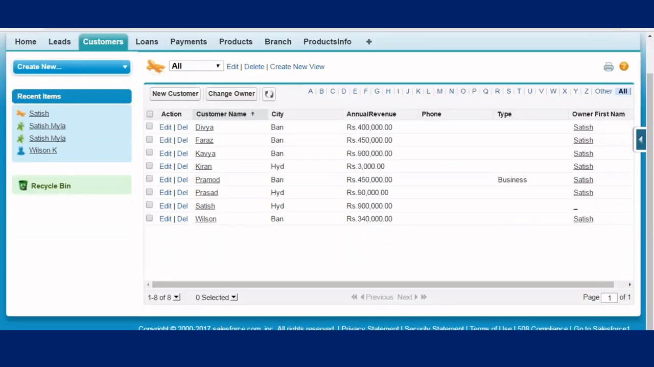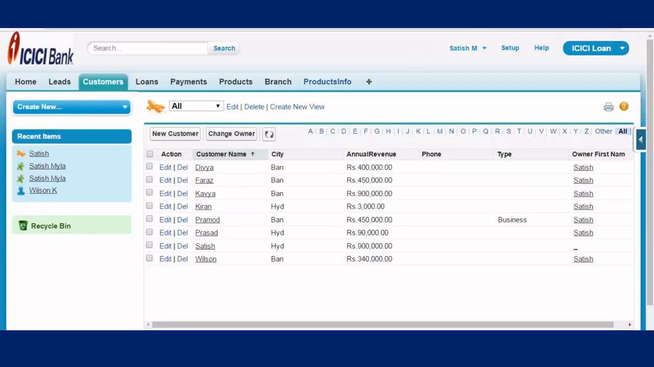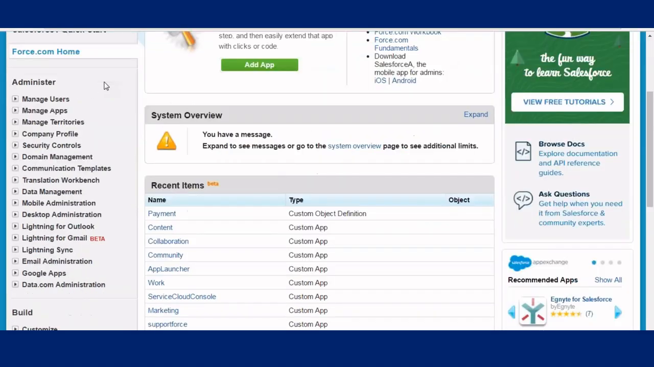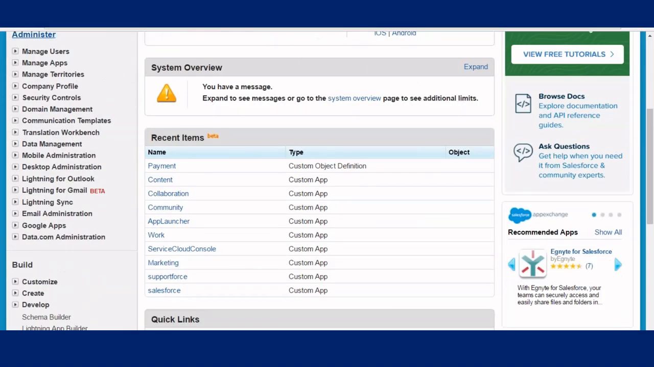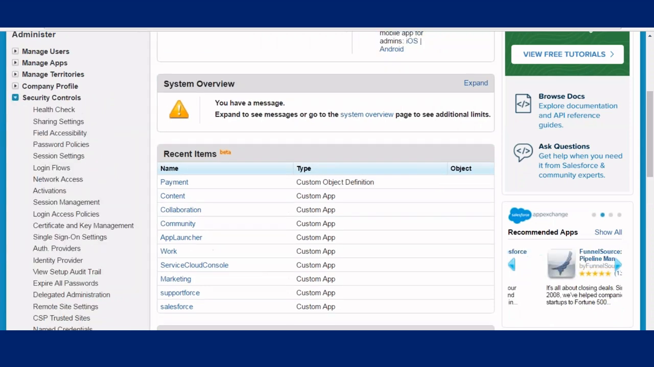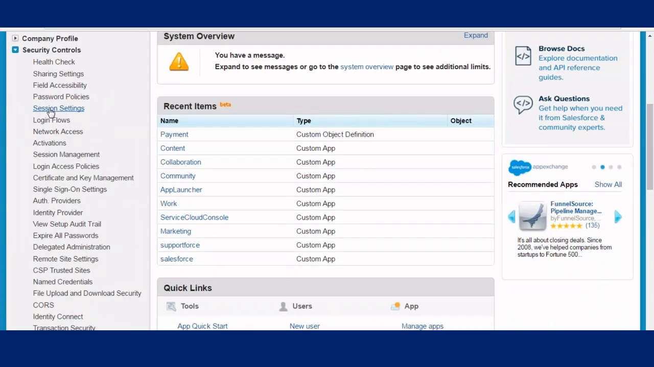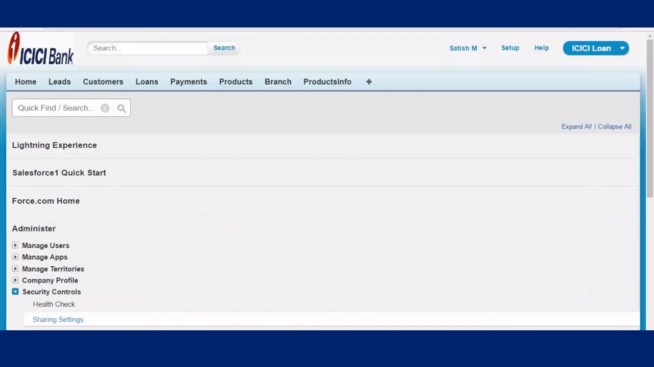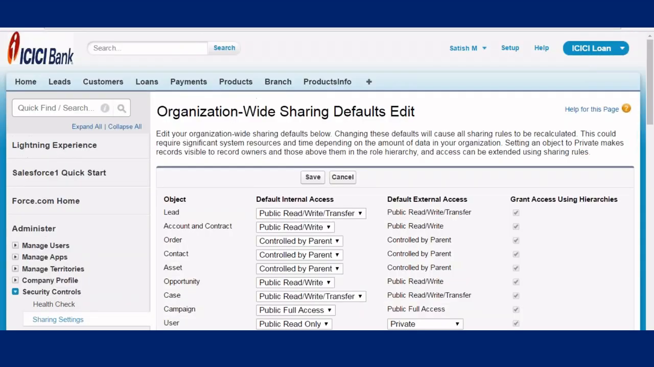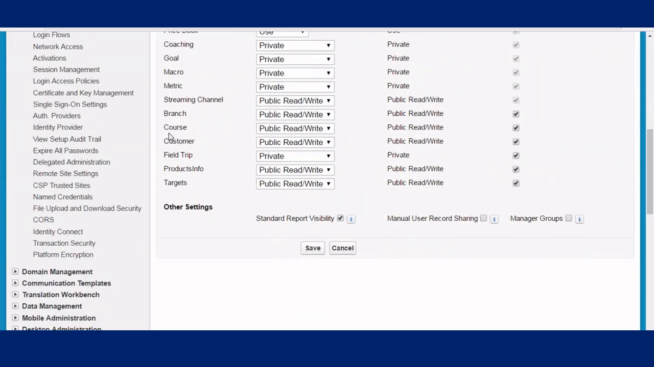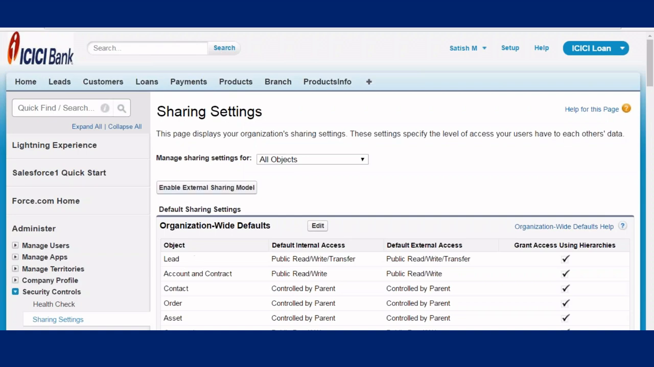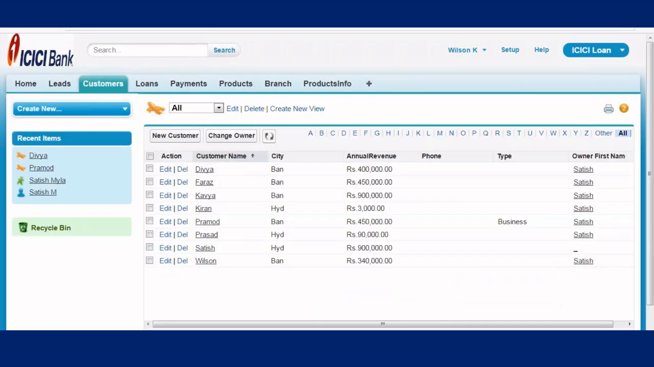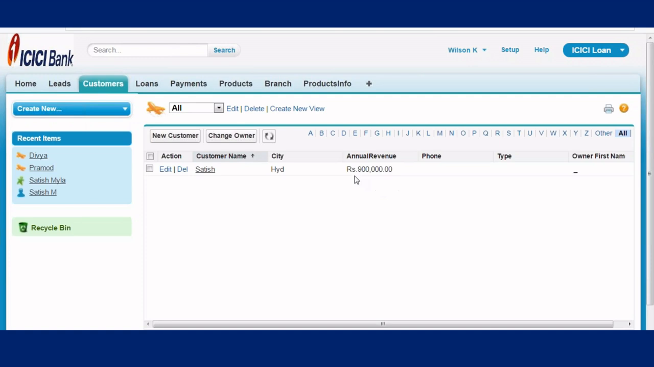If you don't want to show all the records, what can I do? Go to Setup, Administer, Security Controls, then Sharing Settings, and click edit. On the customer object, there is private, which means Wilson is able to see only the records for which he is the owner.